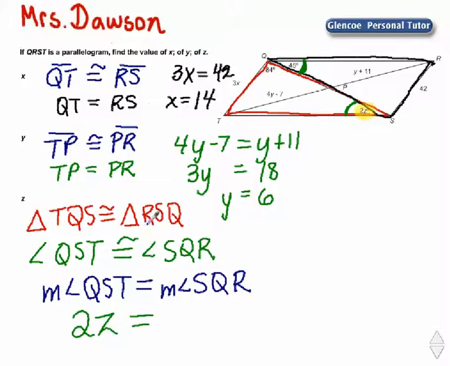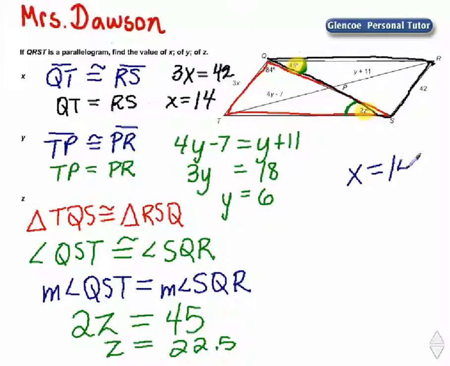The measure of angle SQR was given as 45 degrees. Which means if we divide both sides of the equation by 2, z equals 22.5, or 22 and 5/10. So, x was 14, y equals 6, and z equals 22 and a half.